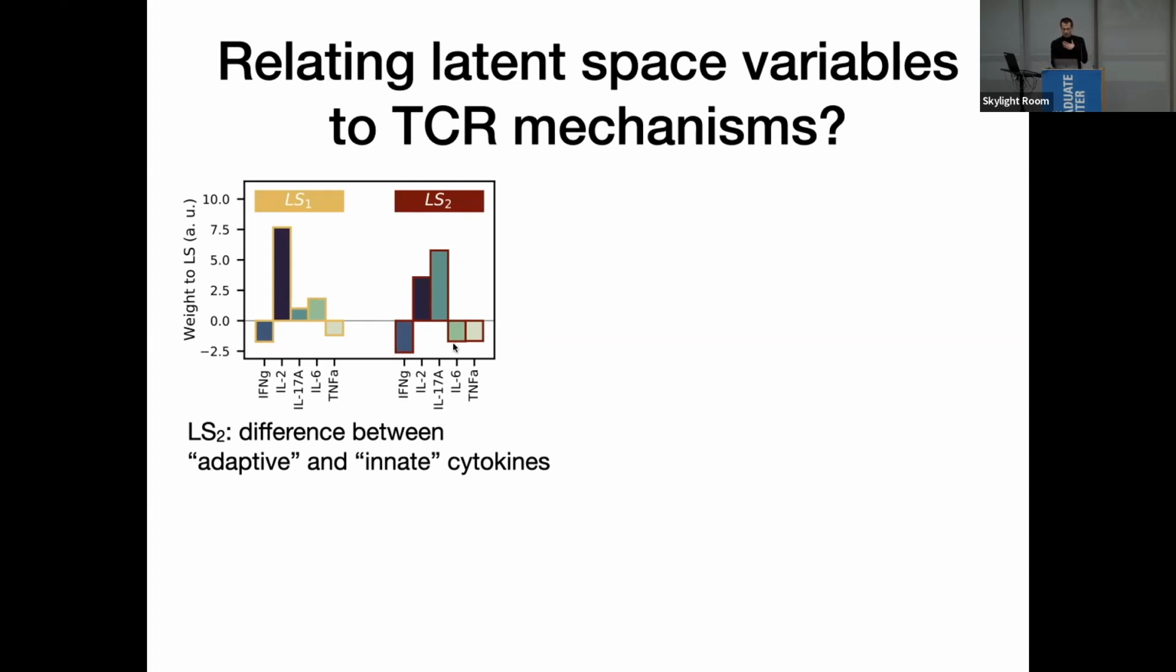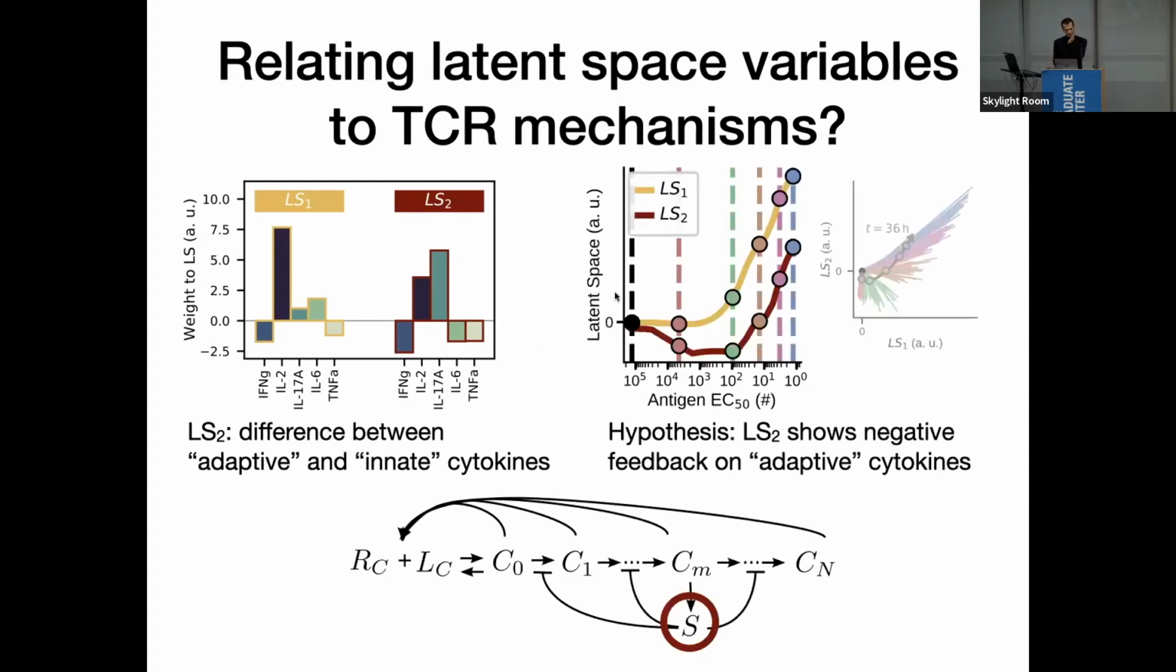IL-2, IL-17 are more specific to T cells. So that's a difference between adaptive and innate cytokines. And when we look at how these latent space variables behave as a function of antigen quality at a certain time point, so you take all these trajectories at a given time point, you see that LS1 only increases, so that's like the activation of the T cells, that's IL-2 basically.